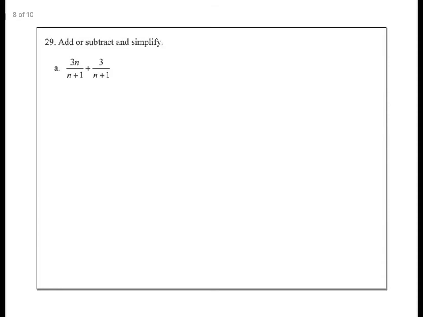Okay, the last few are adding and subtracting. So the first one, 3n over n plus 1 plus 3 over n plus 1. The first thing we always look for is a common denominator when adding or subtracting. Luckily in this first example it is a common denominator, so all I'm really doing is putting the top pieces together. So I have 3n plus 3. The bottom stays n plus 1, just like it was originally in my problem.